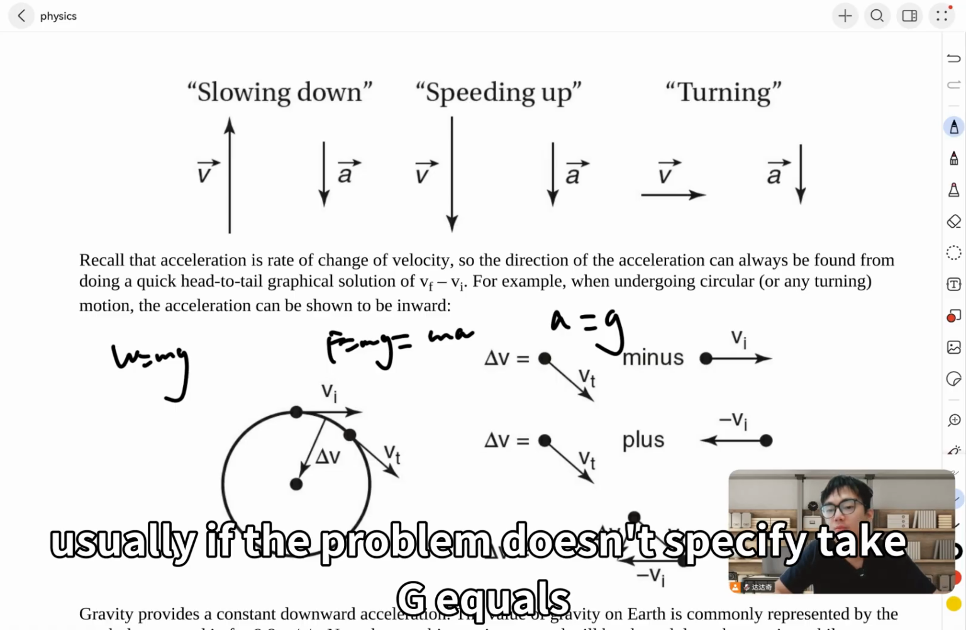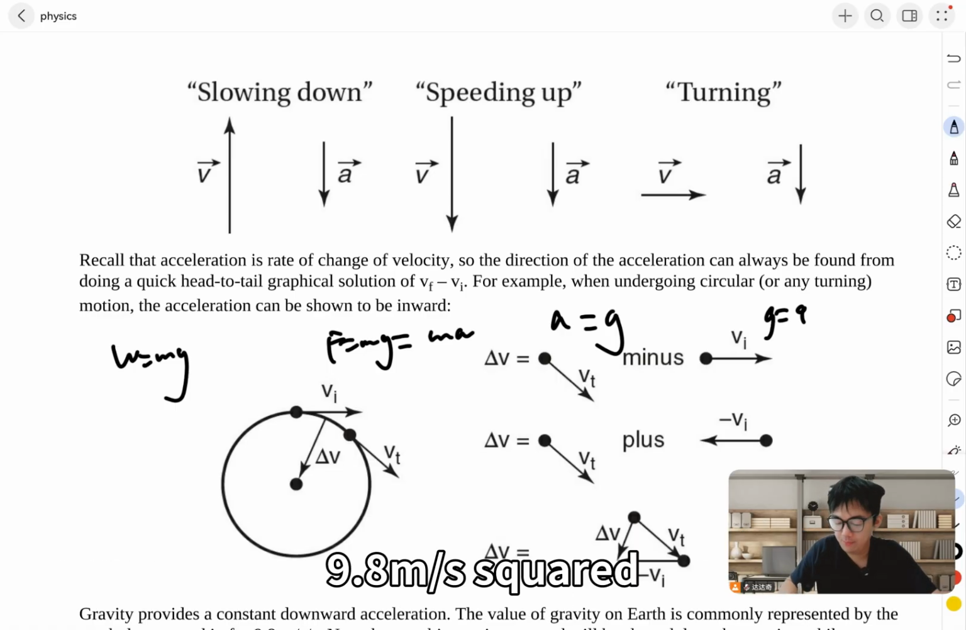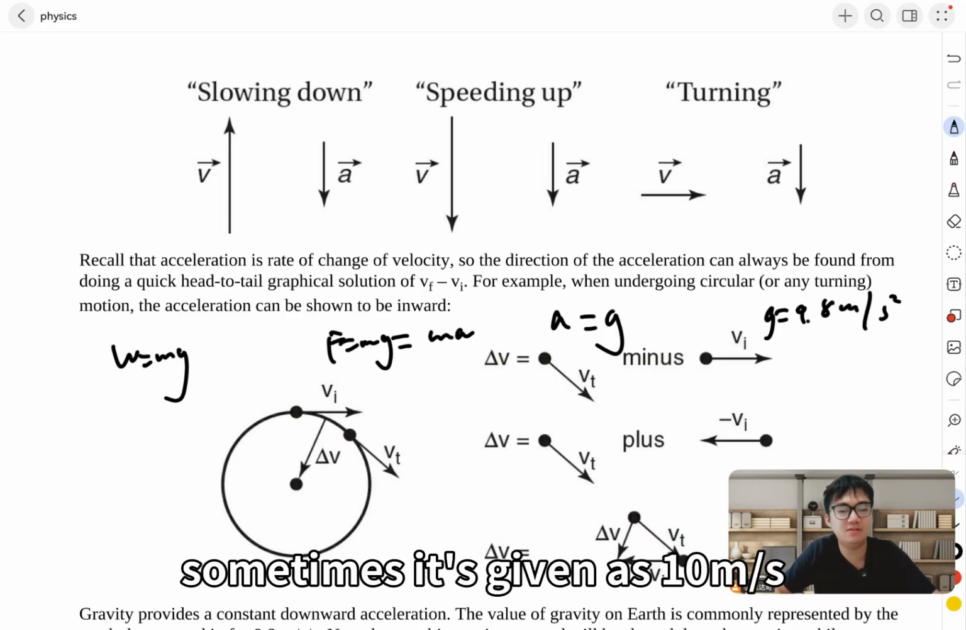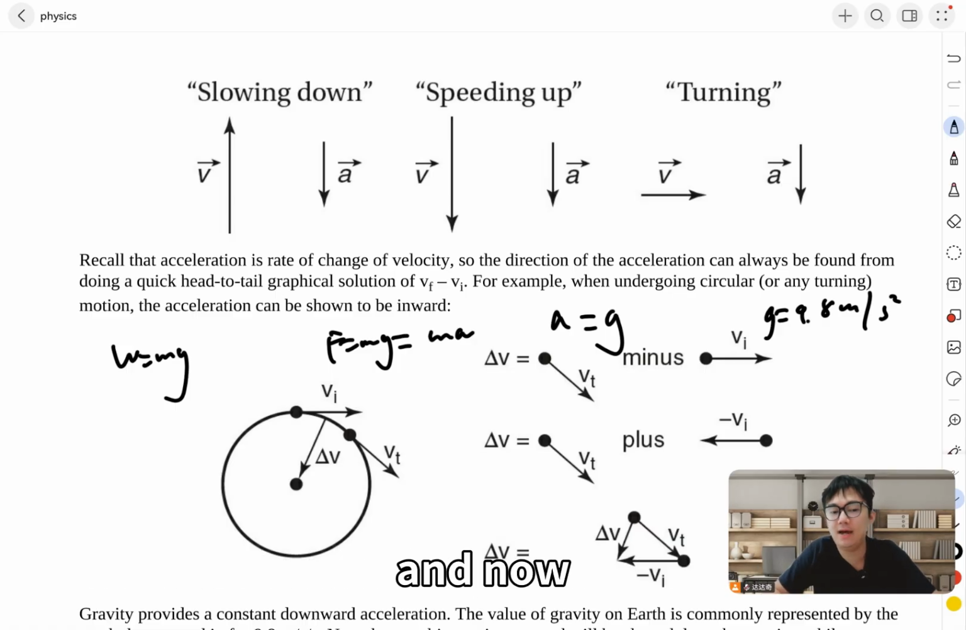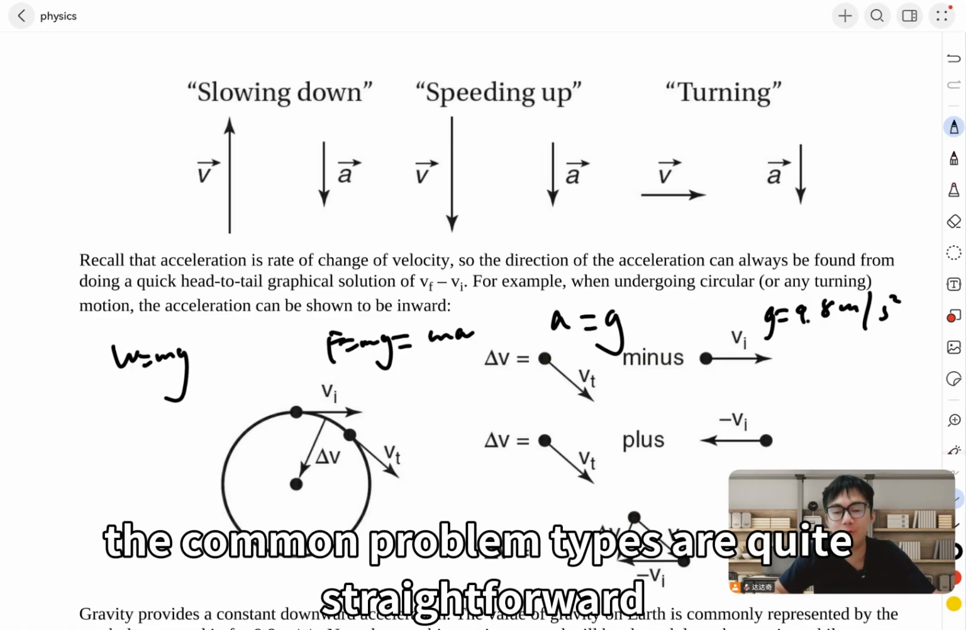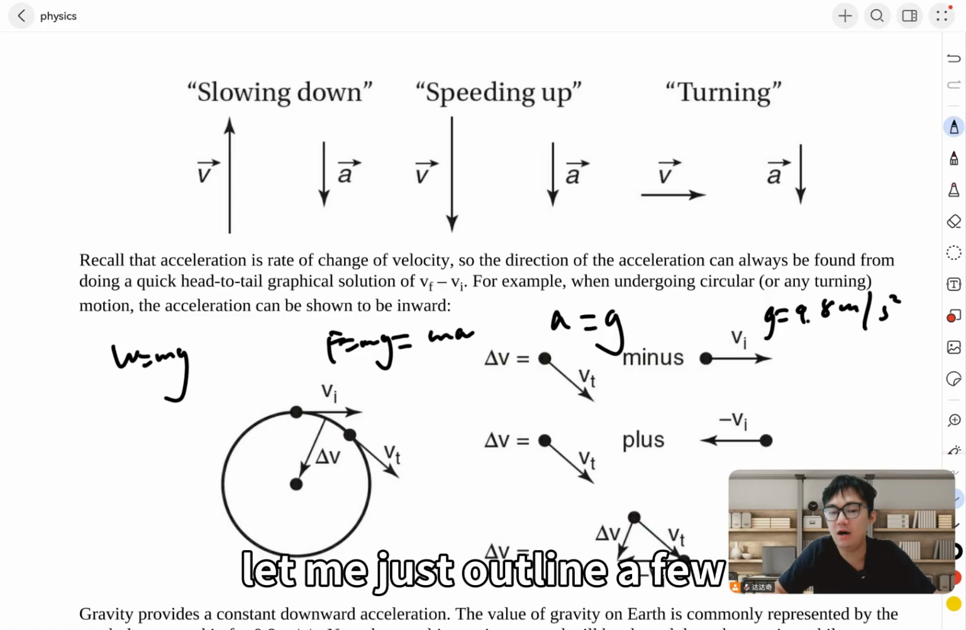Usually, if the problem doesn't specify, take g equals 9.8 meters per second squared. Sometimes it's given as 10 meters per second squared. The direction is always toward the ground. And now, the common problem types are quite straightforward. Let me just outline a few.